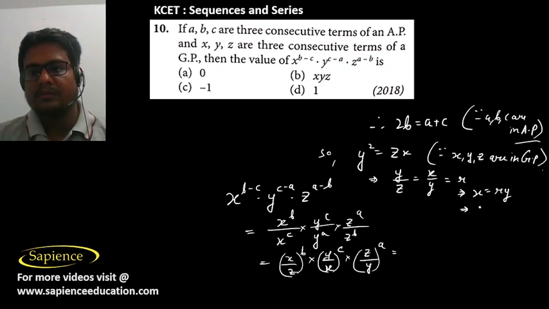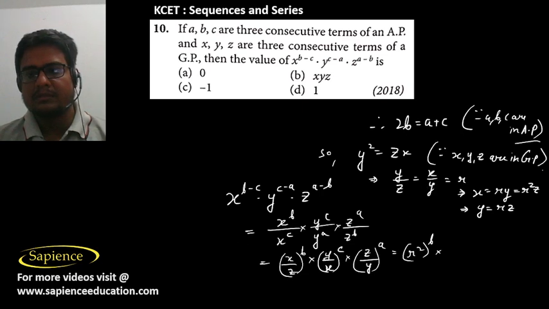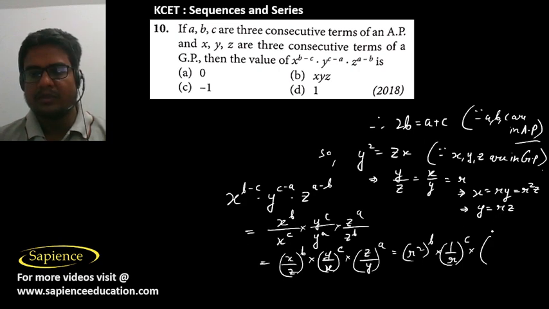So then y equal to rz. Therefore x will be equal to r square z. So x by z will be equal to r square whole power b, into y by x, which will be equal to 1 by r, so 1 by r whole power c, into z by y, which also will be 1 by r whole power a.